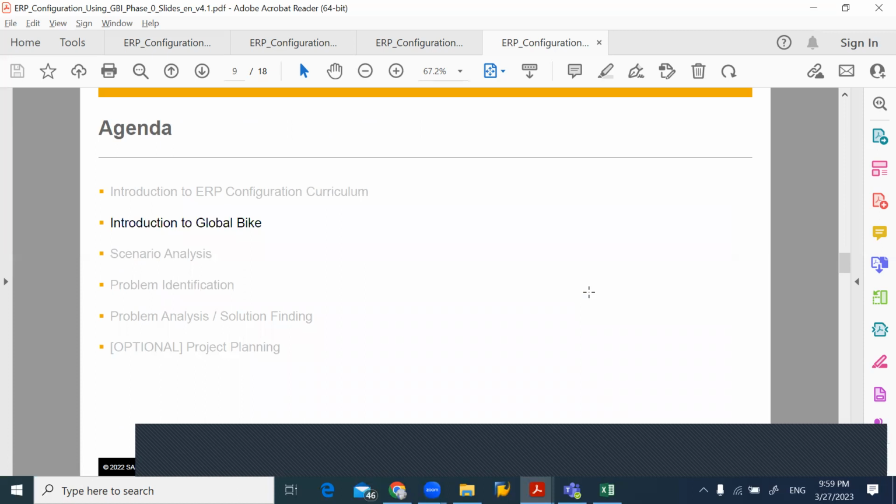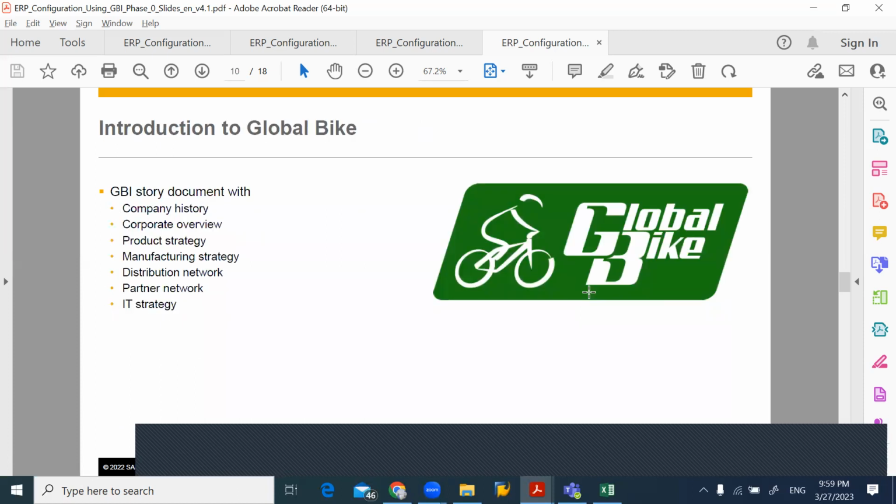Now, the introduction to Global Bike. We have the company history. In 2001, they created Global Bike. Two people met together, one a German and one an American, and they joined hands. Both are co-CEOs of the company, one in Germany, one in the United States. They have different departments and manufacturing plants: 2 plants in Germany and 3 plants in the United States.